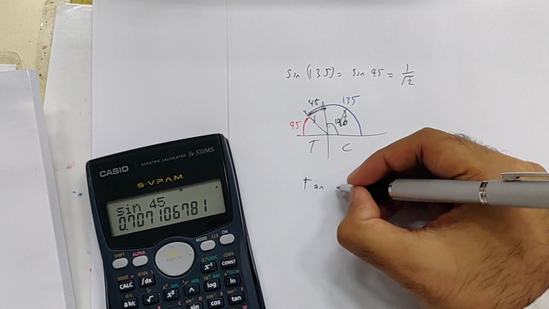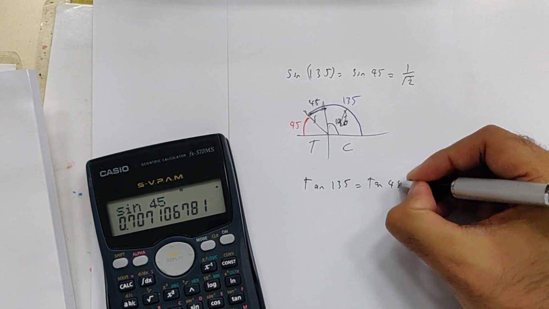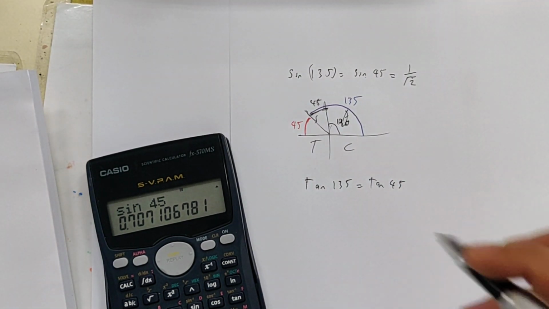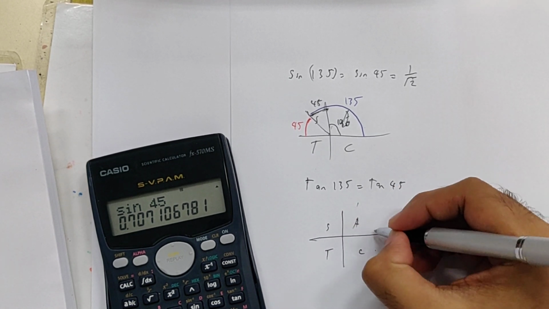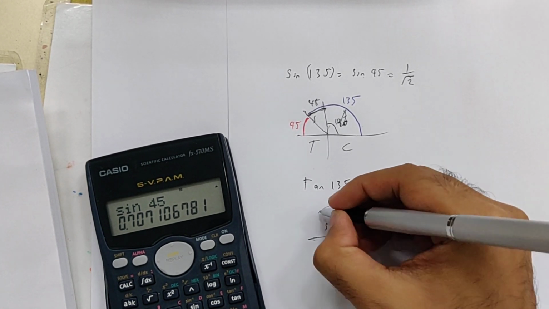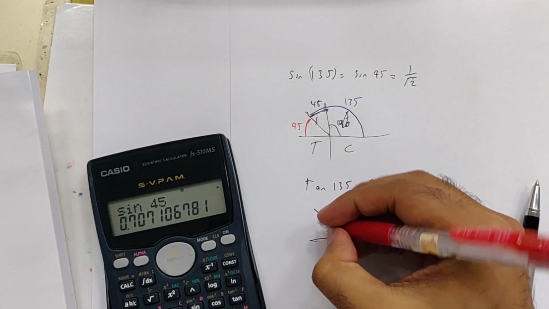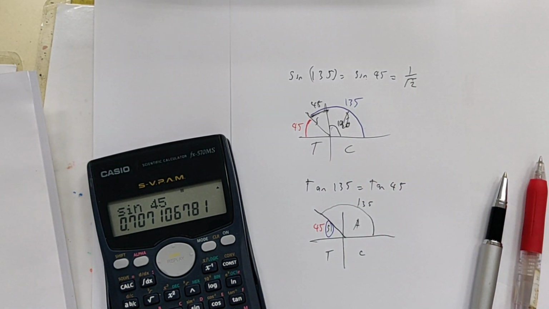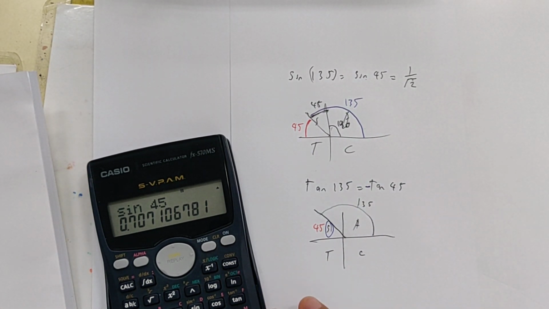Now let's continue. What about tangent 135? Is it the same as tangent 45? The answer is no. Why? All Science Teachers Cute. So here is 135, the partner is 45. But here only sine is positive. So what does it mean? Negative. Negative tangent 45.